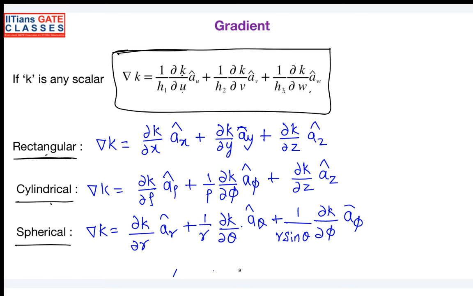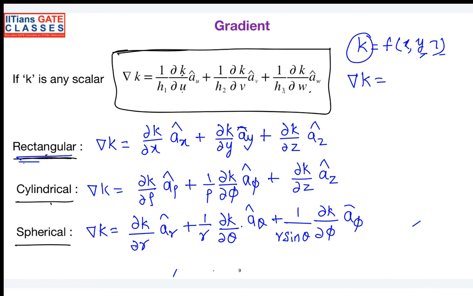So whether it is rectangular, cylindrical or spherical, you are combinedly writing the variation in each and every direction. When any problem is given, suppose k is a function of x, y, z, which means k is varying in all three directions. I want to find the gradient of k, so you simply differentiate this function with respect to x, y and z respectively. But if you go for cylindrical, you differentiate with respect to rho, phi and z, but be careful in applying the correction factors, or you can say the scaling factors.